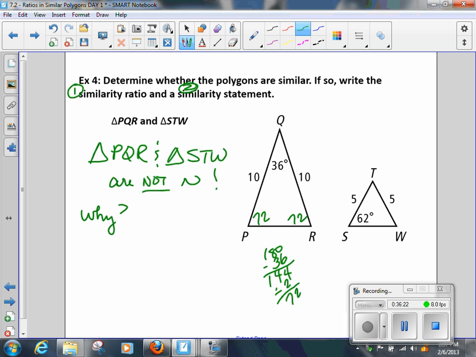Why are they not similar? Because my corresponding angles are not congruent. Angle P is not congruent to angle S. Angle R is not congruent to angle W, which then would mean angle Q is not going to be congruent to angle T. If I have one little piece of information that disproves something, the whole thing's wrong. Because if I were to ask you this, if I were to say, tell me if this is a true or false statement.